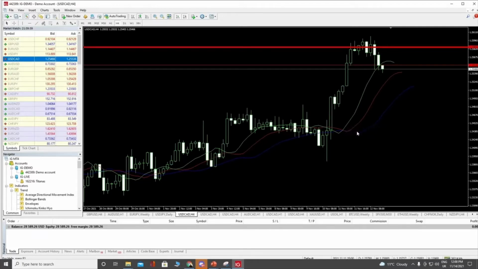Now, when these three are moving apart, we have a strong trend. I mean, the market is awakened. The same with our alligator. And that's why you can see at this point, the alligator is awakened.